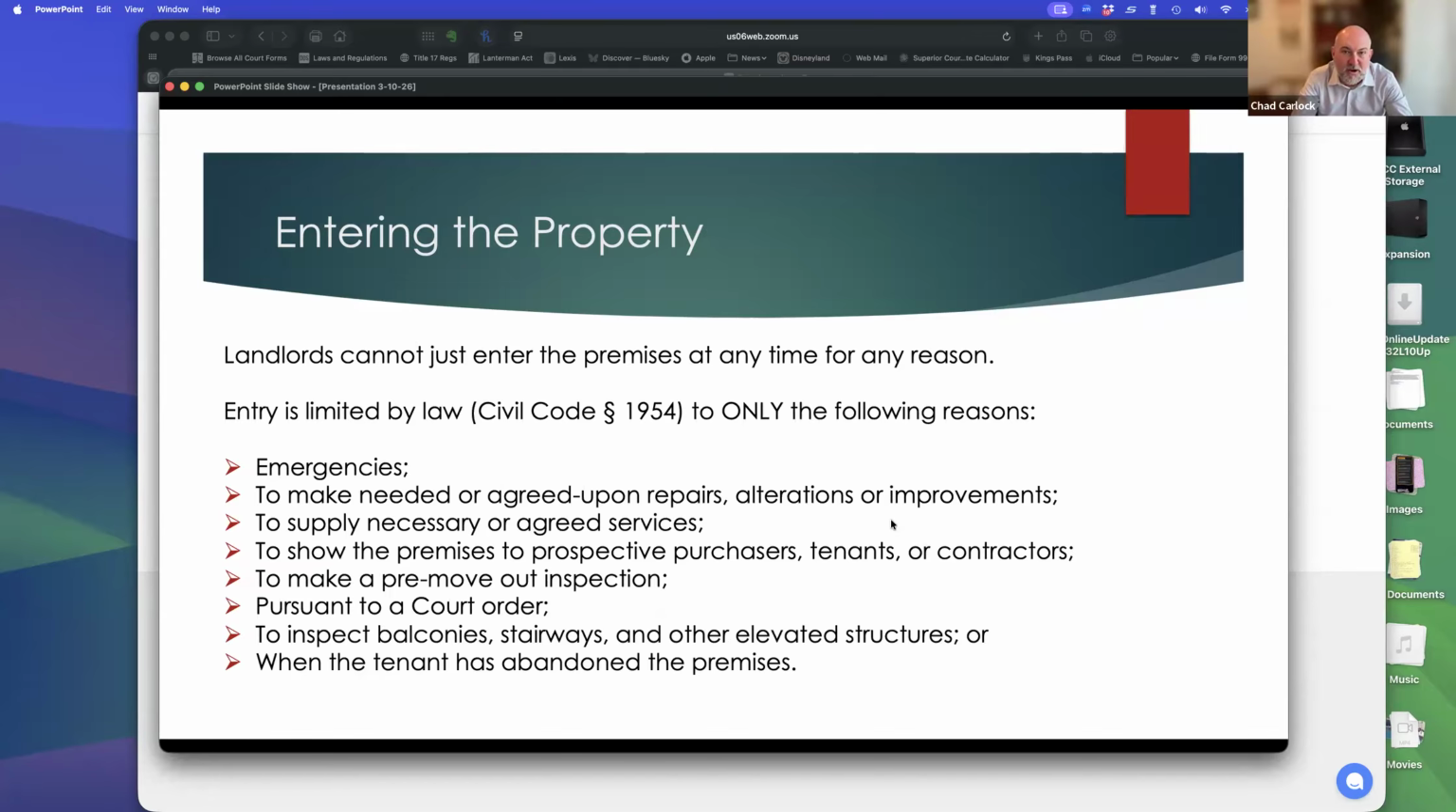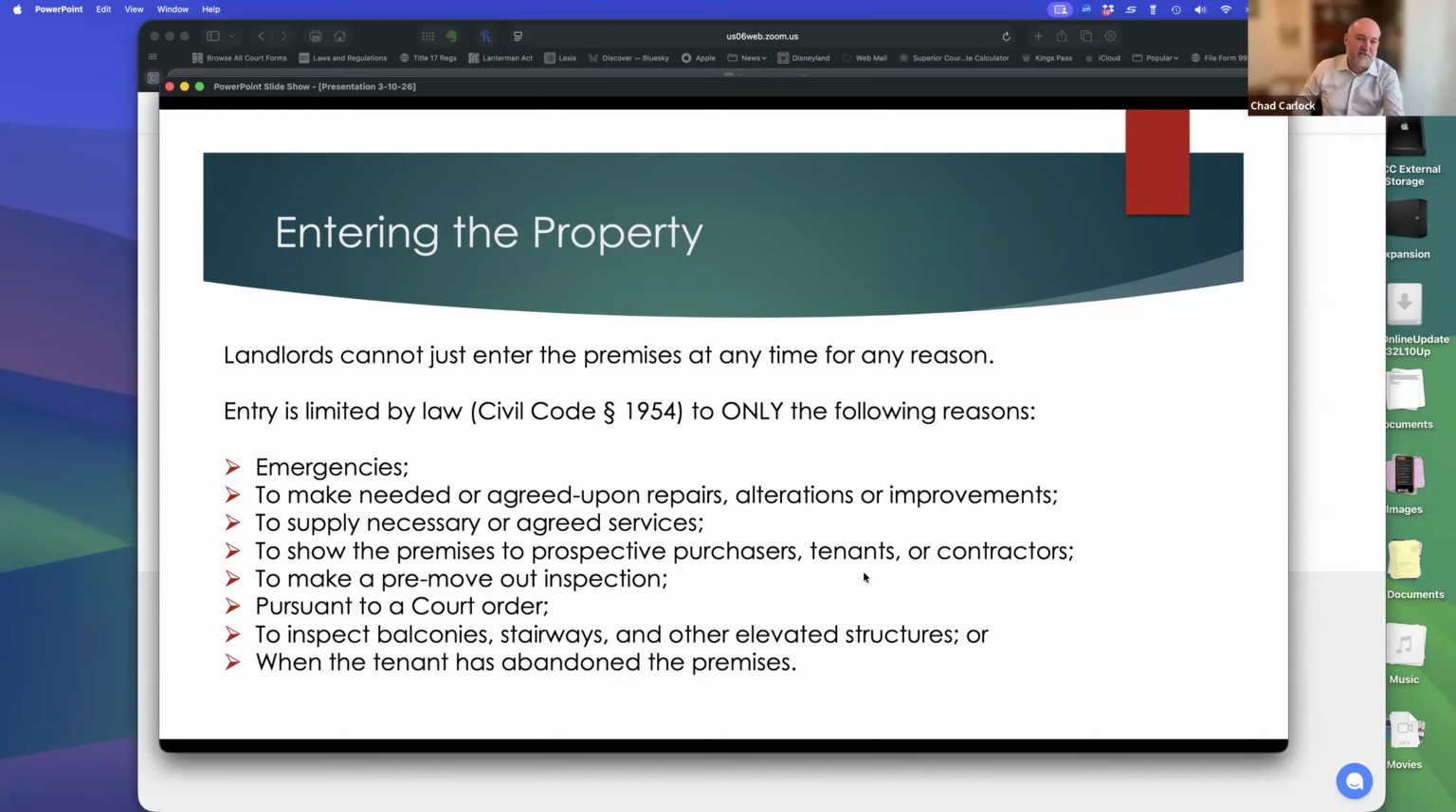Tenant has abandoned the premises. This can be tricky because sometimes you think the tenant has abandoned the premises, so you enter and there they are. And you have hopefully given notice that you're going to enter. If you didn't, because you thought they had abandoned the premises, and you enter and they are there, then potentially that could be a violation of their rights.